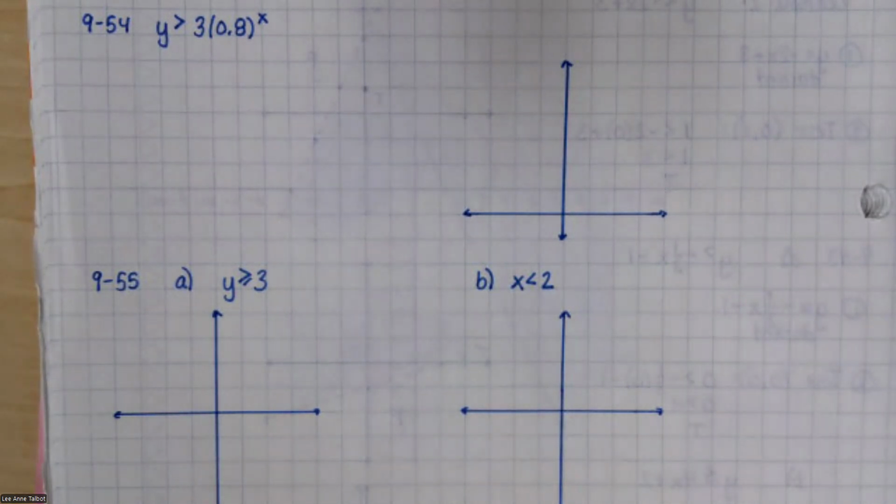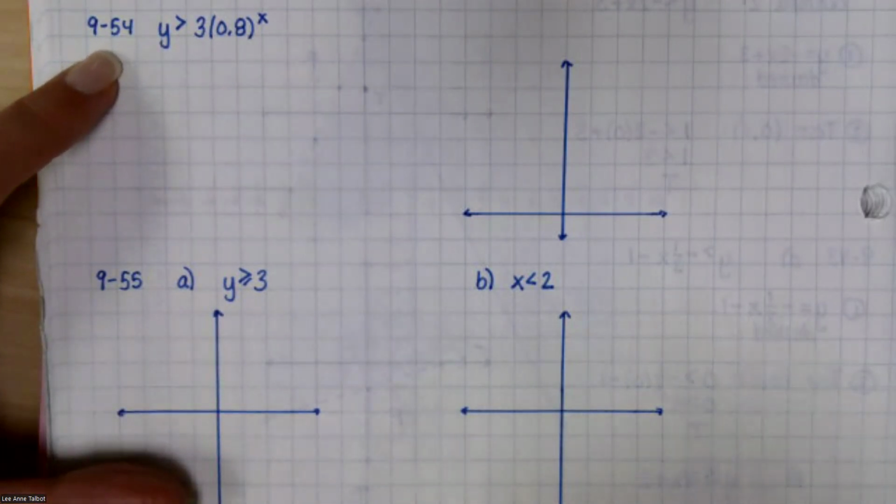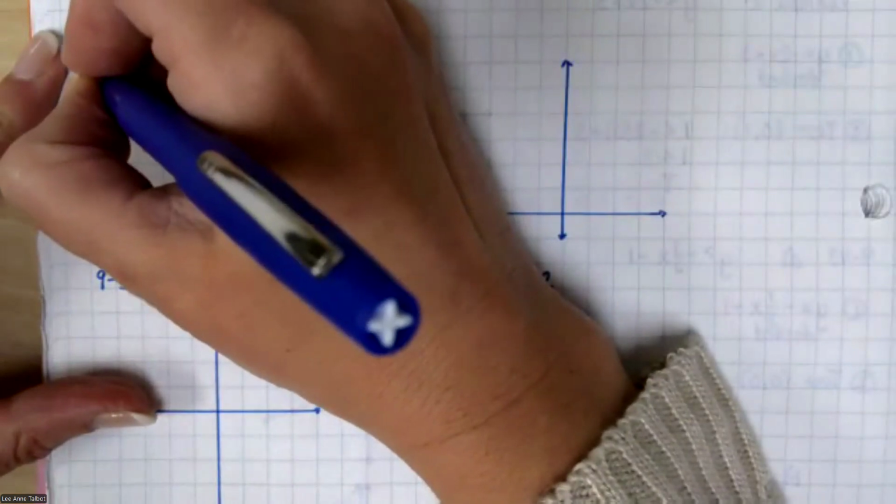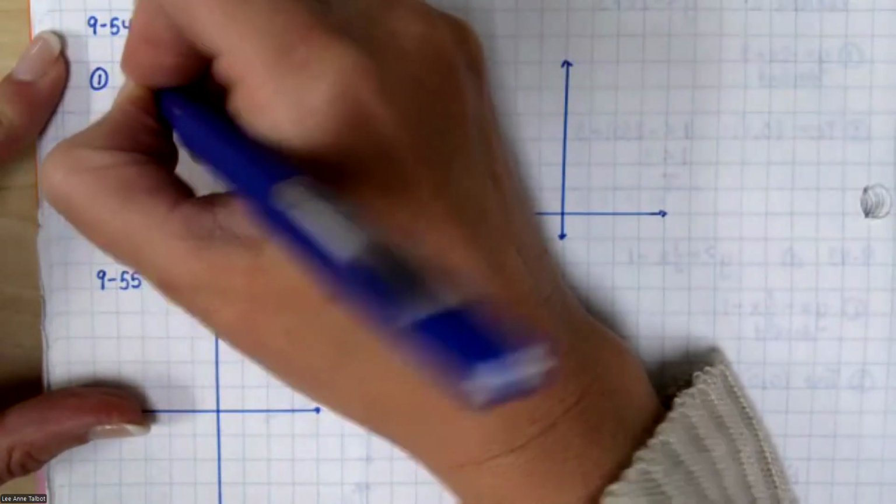Okay, so for 54, 55, we have some weird situations. These are not going to be on your quiz, 54 or 55, but they're still really good to go over because what happens if you get a strange situation? We need to know. Number 54 is actually exponential. The first step is always to pretend that you have equals.